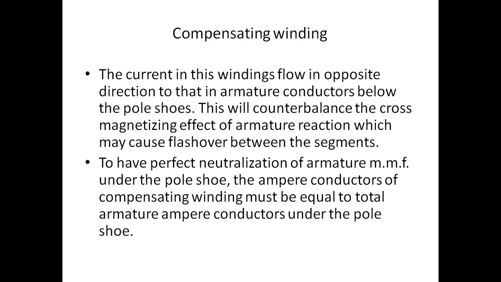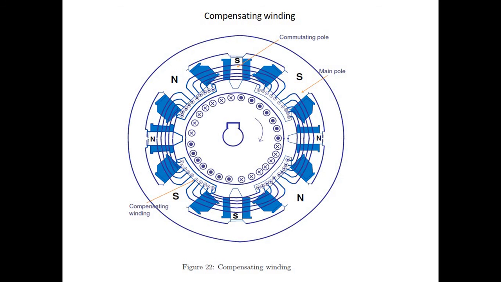To have a perfect neutralization of armature MMF under the pole shoe, the ampere conductors of the compensating winding must be equal to the total armature ampere conductors under the pole shoe. This is a compensating winding in the structure of a DC generator.